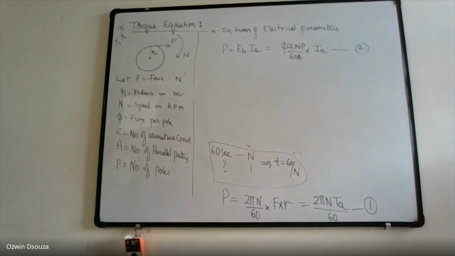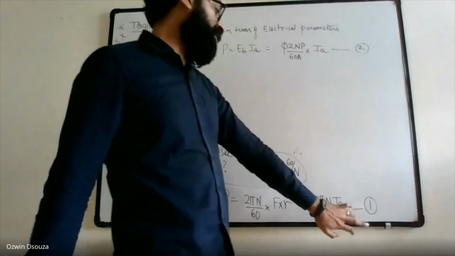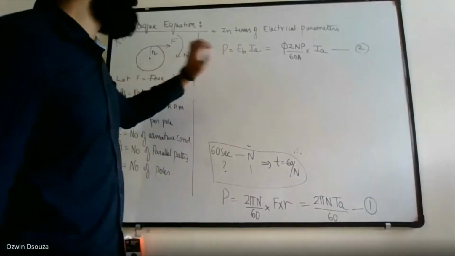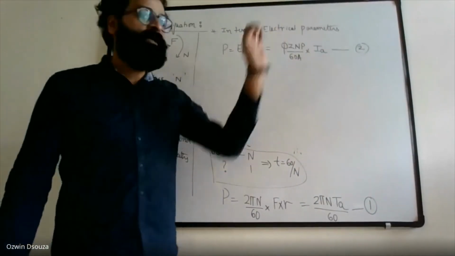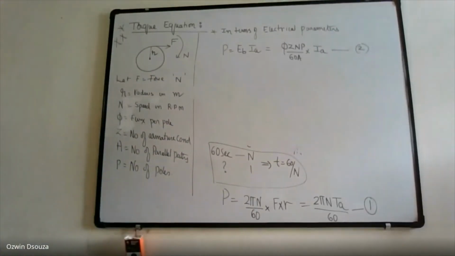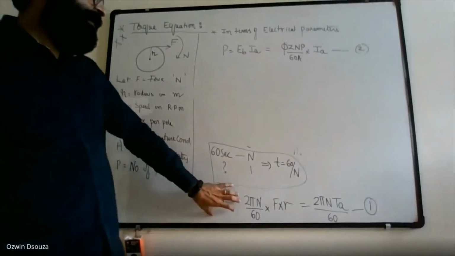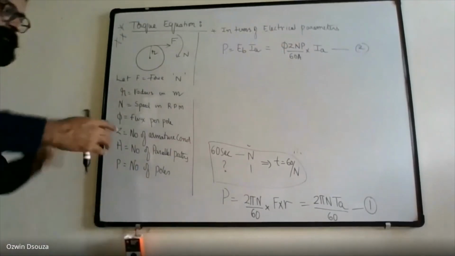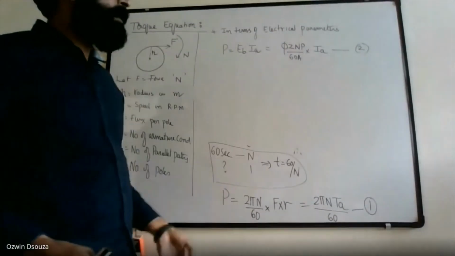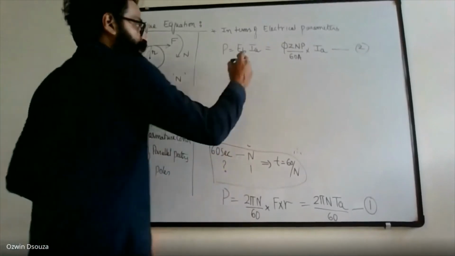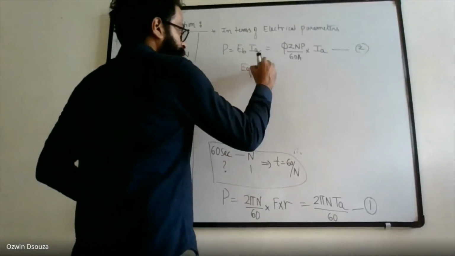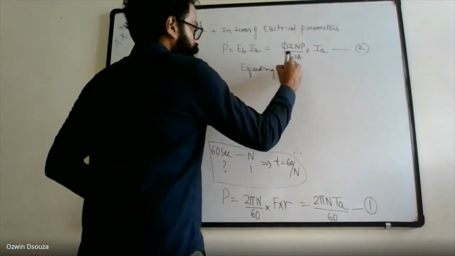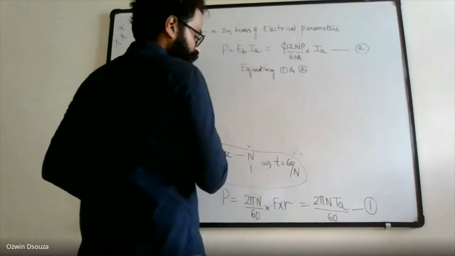So equation 1 represents power in terms of torque. Equation 2 represents power in terms of electrical constants, right? So one is the mechanical equation and the other is the electrical equation. But the two equations represent power. So you can equate 1 and 2.